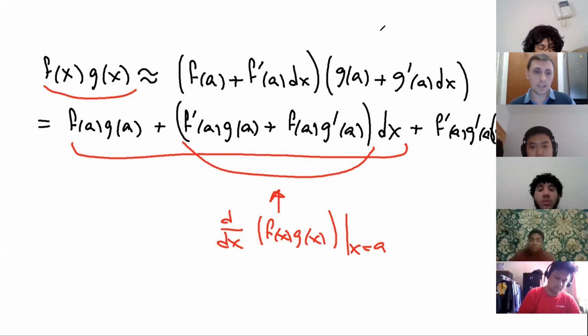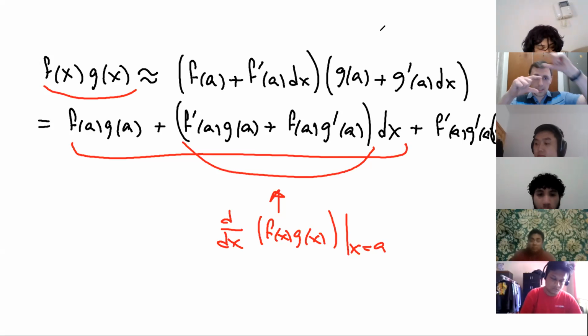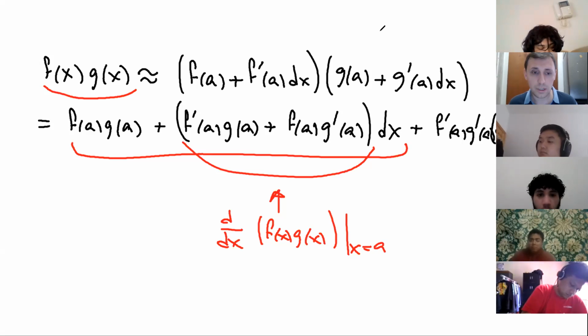You agree? Let's see if you can do the same thing, guys. It's a bit harder. Would you want to try figuring out the formula for the quotient rule this way? Let's try to see if you can come up with the quotient rule. Quotient means f divided by g. It's the most challenging of them all. Can you do it? Let's try.